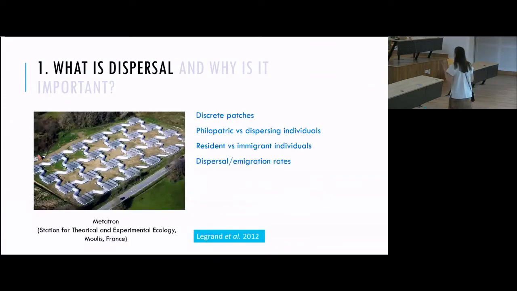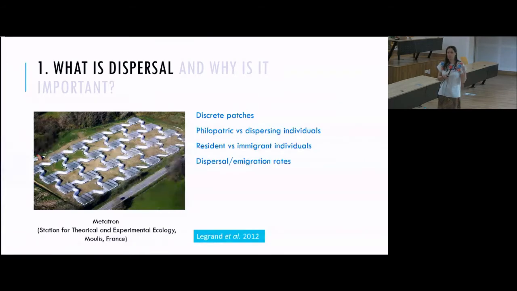You also have very different visions of dispersal in terms of describing this movement. One vision that has been very popular is to imagine space or habitat made of discrete patches. And then what you generally measure is whether individuals depart from that patch or not. So for instance, you will distinguish philopatric individuals that stay in the patch where they were born, and dispersing individuals that immigrate to some other patch after birth.